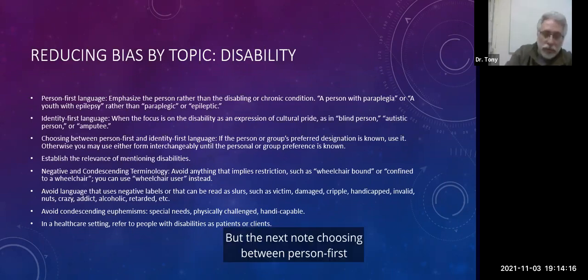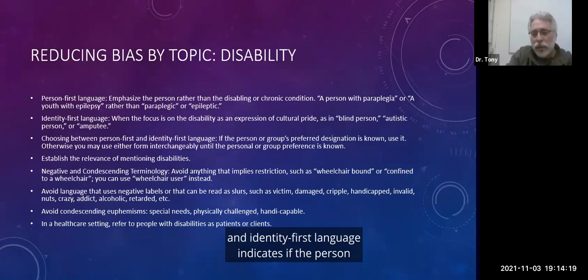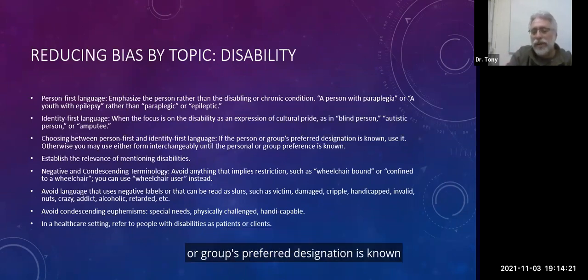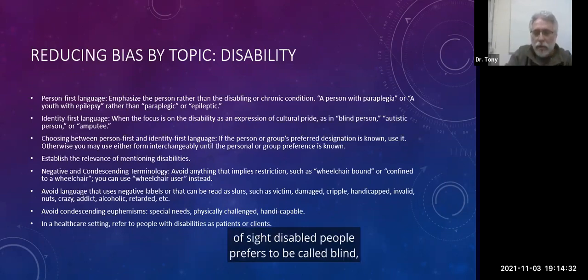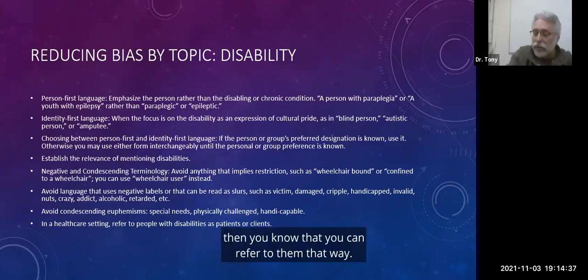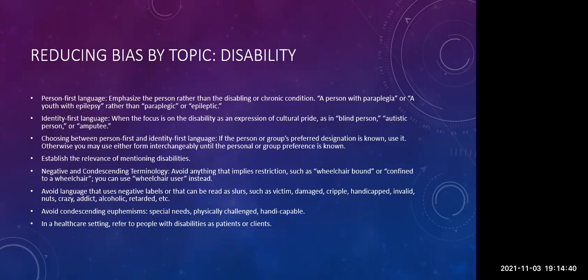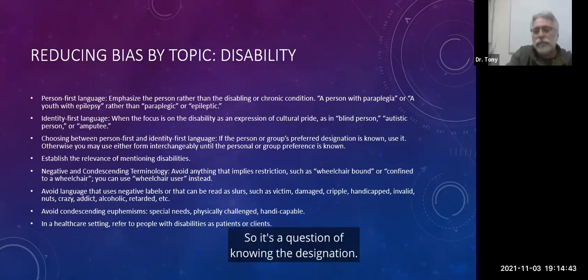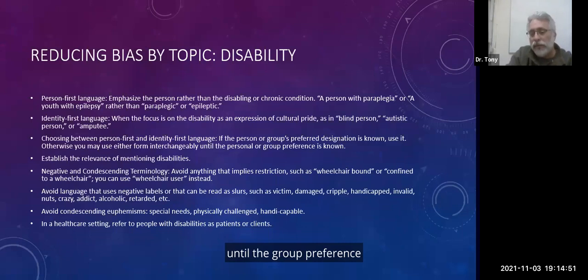But the next note, choosing between person first and identity first language, indicates if the person or group's preferred designation is known, then you can use it. So again, if you know that your group of sight disabled people prefers to be called blind, then you know that you can refer to them that way. So it's a question of knowing the designation. If you don't, you can use either form interchangeably until the group preference or the personal preference is known.